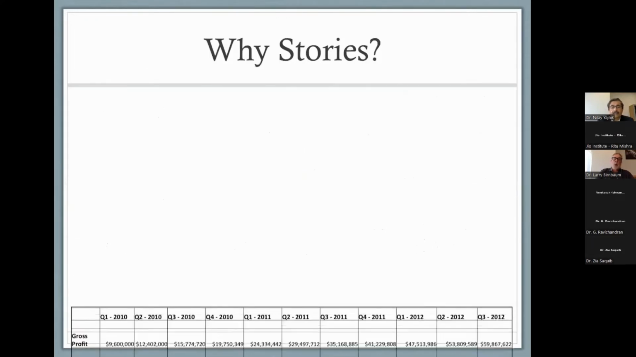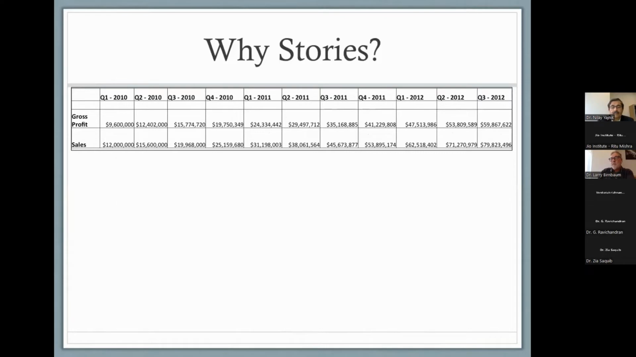Okay, so why stories? Why did we focus on this? So, I guess maybe the punchline of this example, and I'll talk about this again a little bit later, is that even little data is big data, because here we have a section of a spreadsheet with two rows and, I don't know, 10 or 12 columns. And it's not really very much data at all. But if you're looking at this table, it's actually not easy to glean what the takeaway is. What am I supposed to understand looking at these numbers?